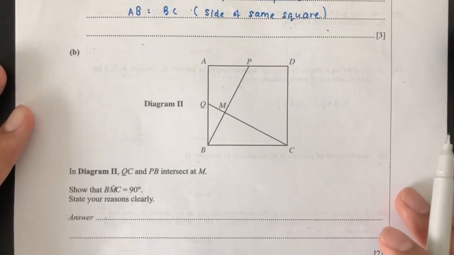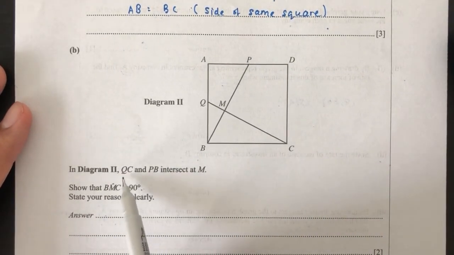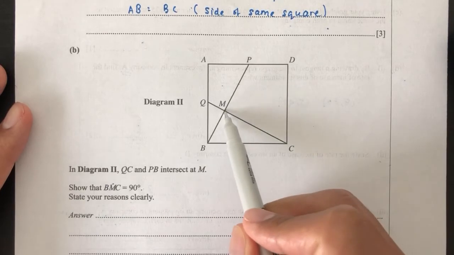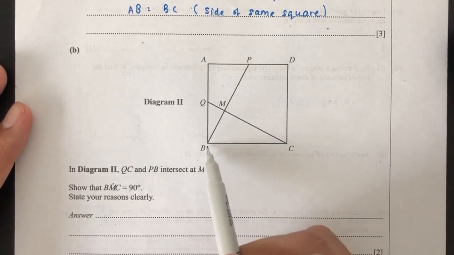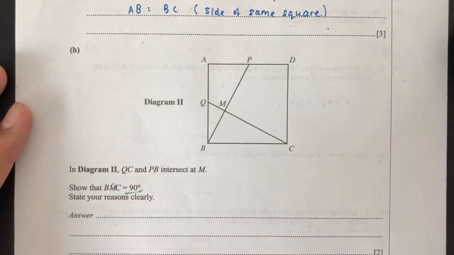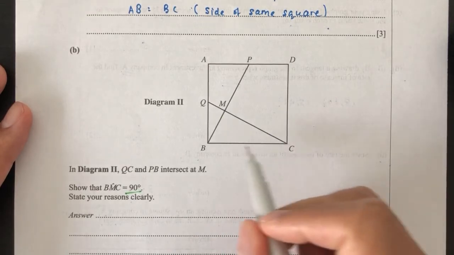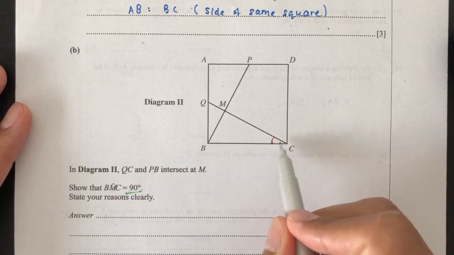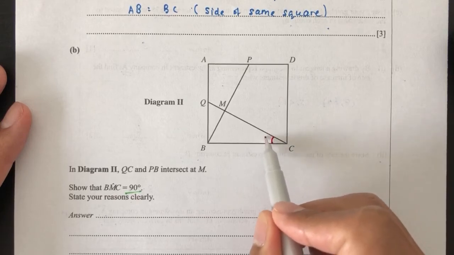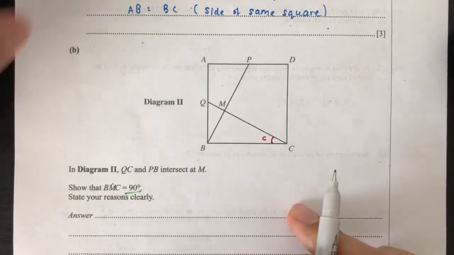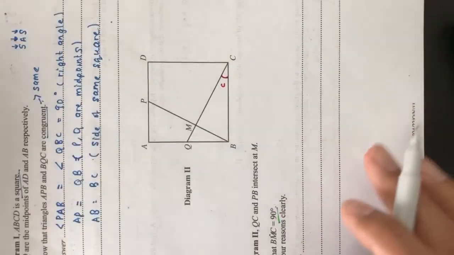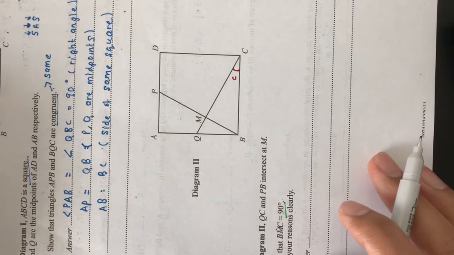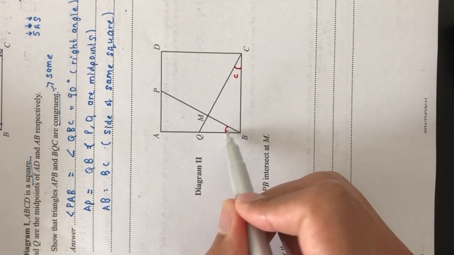Now part B. So in diagram 2, we have QC and PB intersect at point M, so this point. Show that the angle BMC is equal to 90. So let's observe. If they are congruent, what do we know here? Let's call this angle C, small c. If you turn this way, because they are congruent, which is the same triangle, this angle here will also be C. I hope that makes sense. Now you go back to this way.